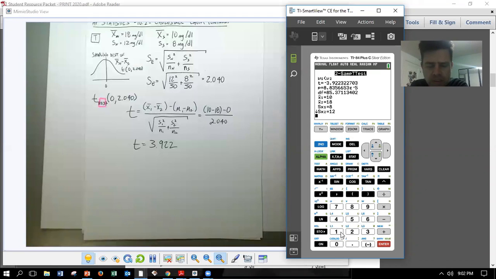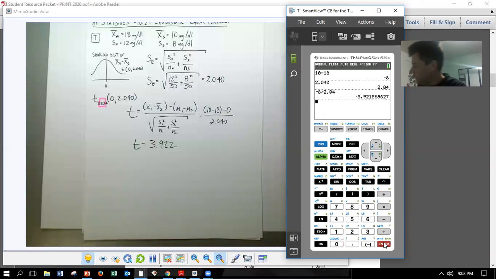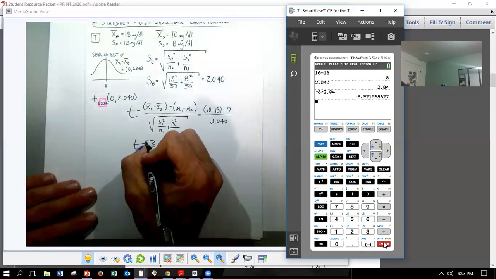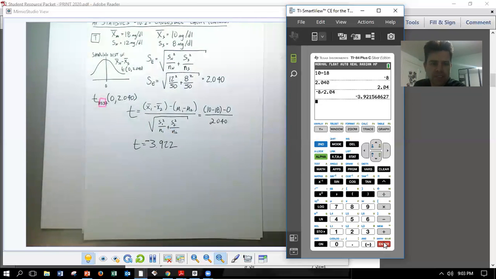When the 10 minus 18 divided by 2.040, that gives me a negative. Well, I have to divide it; I can't just type it in. Hold on. 2.040. That gives me a negative, right? So basically, if you're doing it this way, we have the negative 3.94. So why do I see a difference between the negative 3.94 and when I go out to the test? When I go out to the test, we had a positive 3.92.